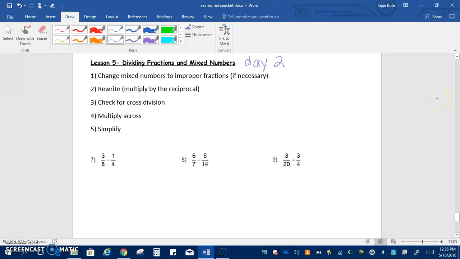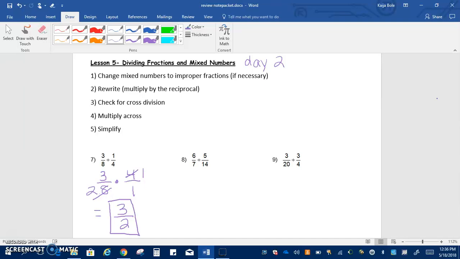So number 1 here, I'm just going to skip to step 2, so I'm going to multiply by the reciprocal. So I'm going to have 3/8 times 4 over 1. Check for cross division. I can cross divide between my 4 and my 8. I can divide both of those by 4, so I get a 1 and a 2. I can't cross divide anything else, so then I multiply across. I have 3 times 1 is 3, over 2 times 1 is 2, so I have 3 halves.